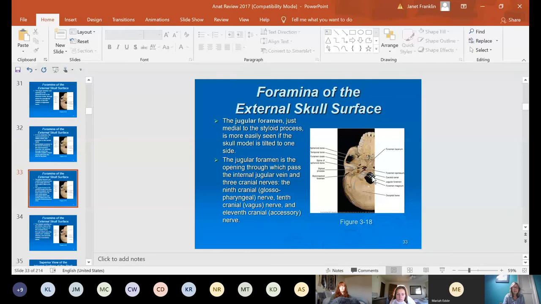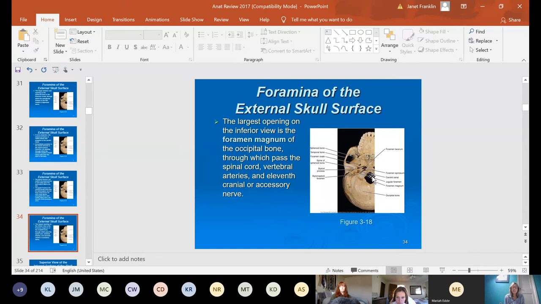The largest opening on the inferior view is the foramen magnum of the occipital bone, through which the spinal cord, vertebral arteries, and the 11th cranial or accessory nerve pass through. So here's the spinal cord right here through this big hole, and the vertebral arteries. The vertebral arteries supply blood to the vertebrae.